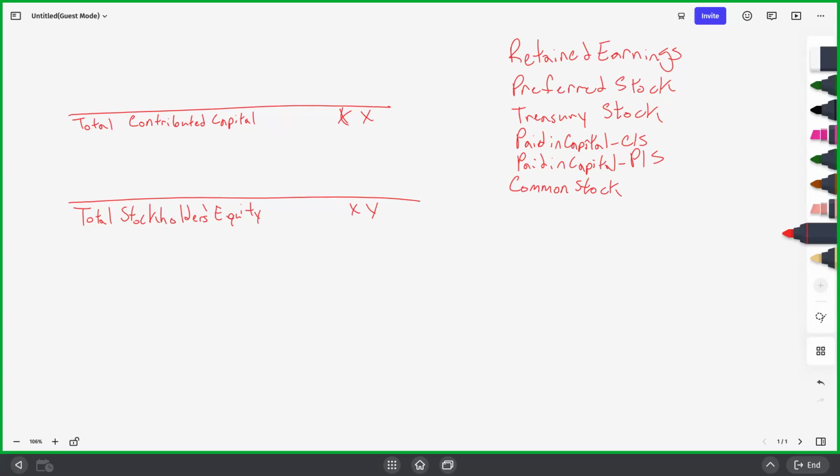Let's start off with contributed capital. What's going to be on there? Preferred stock, and capital preferred stock, and common stock, negative capital and common stock. Now, question. Is there any adding or subtracting? Are these all adding? Are these all subtracting? All adding.